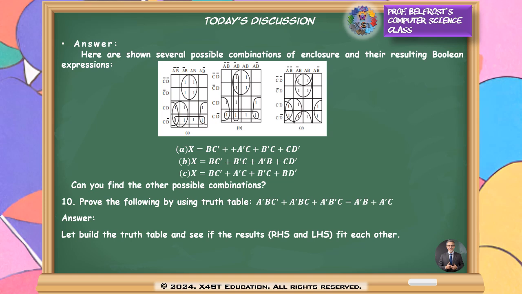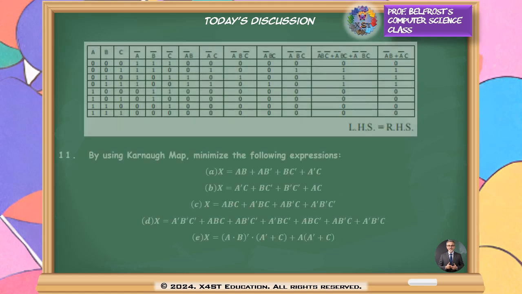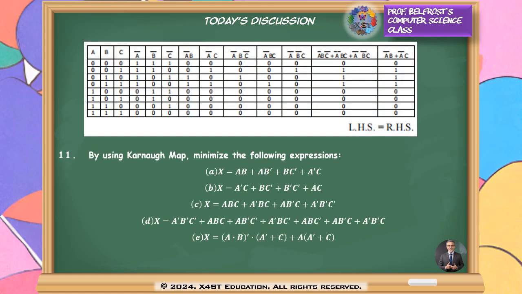Okay, number 10, prove the following by using a truth table. Actually, very easy. You just create the truth table for the right hand side and the truth table for the left hand side, and you just need to compare both columns to see if all of them match.